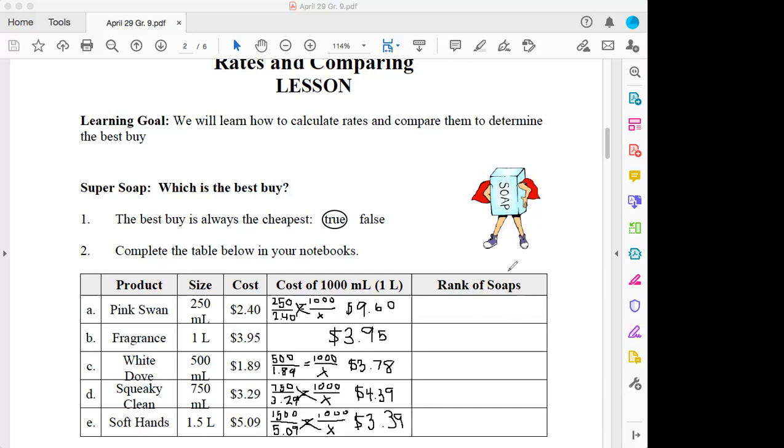For your ranking of the soaps here, you're going to pick which one is the cheapest up to the most expensive. For 1 liter, the cheapest one is our Soft Hands. Our second one, we look at the price, will be our White Dove. And then Fragrance, Squeaky Clean, and then the Pink Swan is super expensive here.